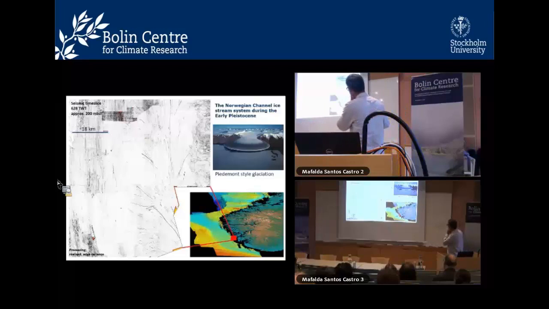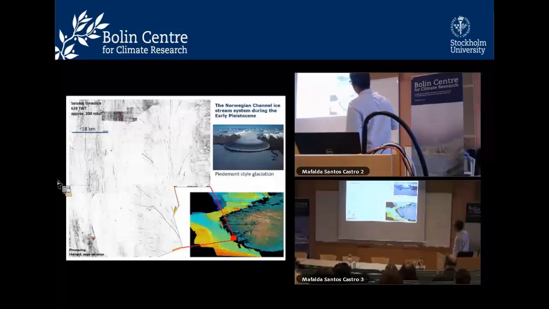If we look at this area just in front of this large fjord, the resolution's not great here, but again, we're looking at a map view, if you like. We're at 200 meters or so below the seafloor. What I hope you can see is this spreading out of lineations, these scrape marks. That's formed by a glacier coming out of the fjord and spreading out into the North Sea basin. It would possibly have looked similar to modern day Greenland. So we would have this Piedmont style of glaciation during the early Pleistocene.